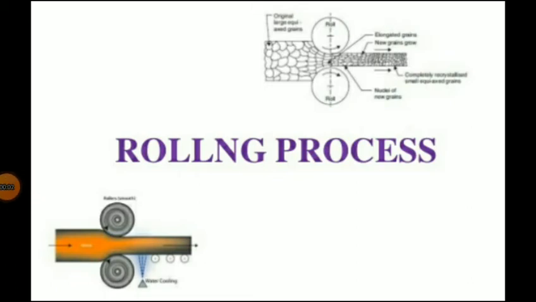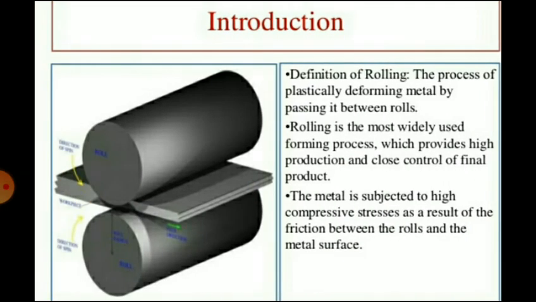Good morning. Today we will discuss the rolling process. So, the definition of rolling: the process of plastically deforming the metal by passing it between the rolls. The main objective of rolling is to decrease the thickness of the metal.